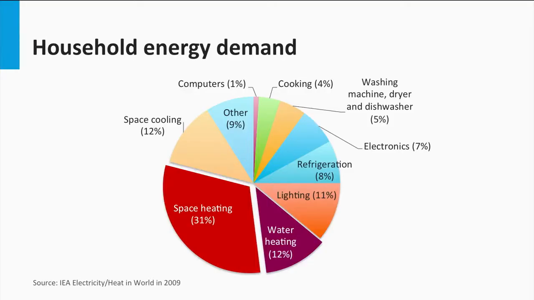The total energy demand of a typical household in the United States is shown here. You can see that the space heating and water heating represent 43% of the total energy consumption, and that can easily be covered by solar water heating instead of spending high quality energy such as electricity or fuels.